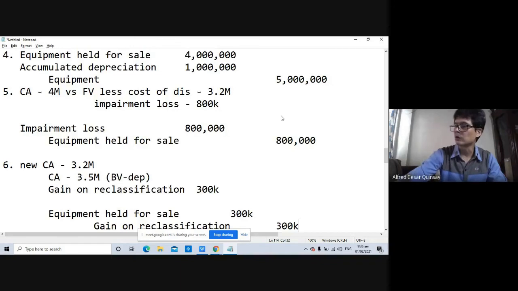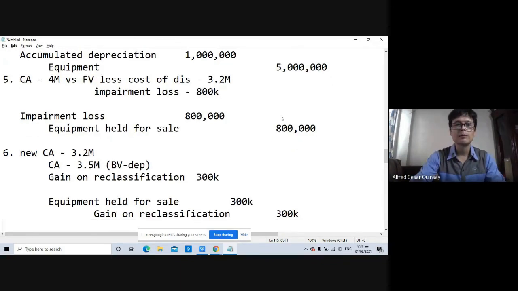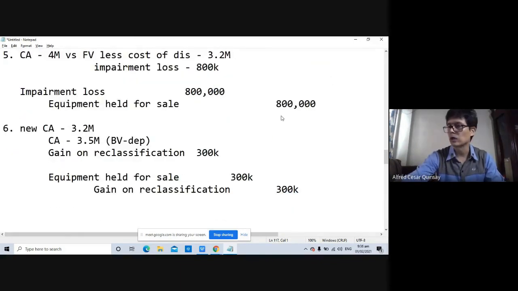Yung recoverable amount, siya na yung tumatayo na bagong carrying amount, di ba? Okay, so this is a combination ng impairment loss. So parang impairment loss na may combination na ito ng impairment loss, no?